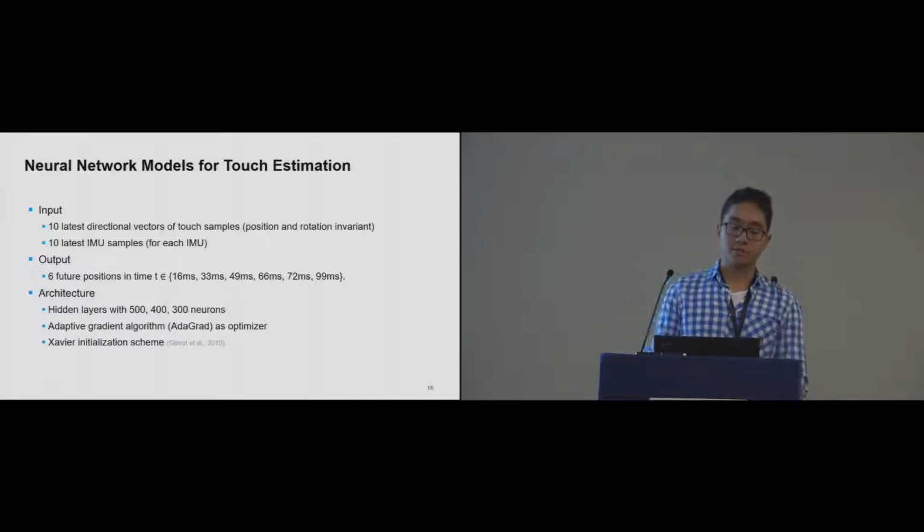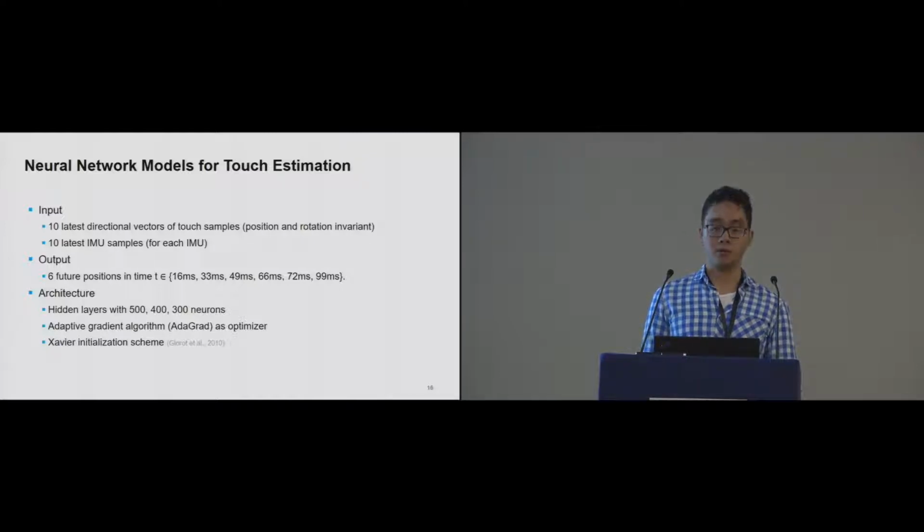As the architecture for the neural networks, we use 3 hidden layers with 500, 400, and 300 neurons, and use the adaptive gradient algorithm, in short ADAGRAD, as the optimizer for this. We also use the Xavier initialization scheme to initialize the weights of the neural network and use the constant initialization for the biases of the neural network.